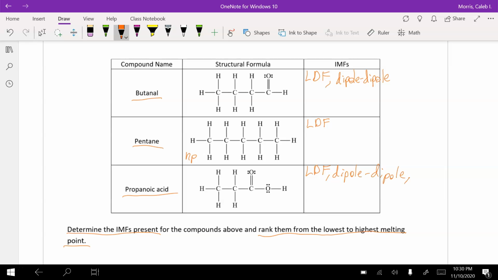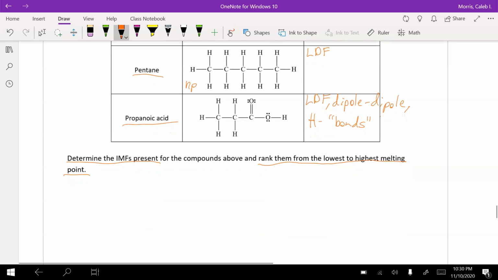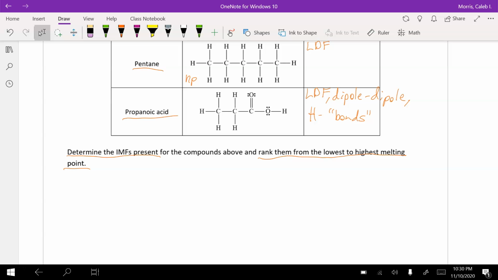But we also have an OH bond. Because we have an OH bond, we know that we have hydrogen bonds. Again, putting quotes around hydrogen bonds because it's a strong intermolecular force. So we have LDF, dipole-dipole, and hydrogen bonds. So just looking at that, I hope that you could identify which one has the strongest intermolecular forces if you were making an estimation. And it would be the one that has LDF, dipole-dipole, and hydrogen bonds.